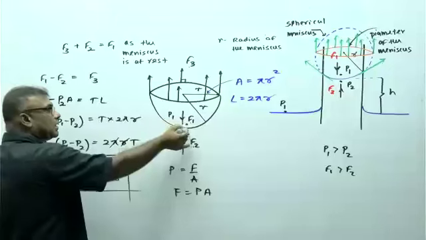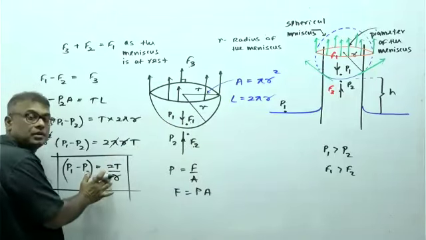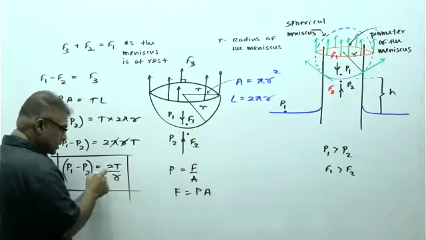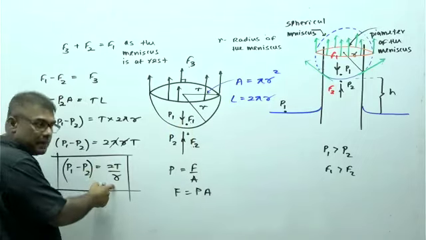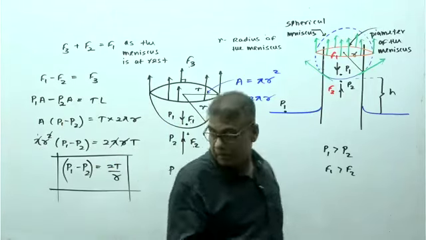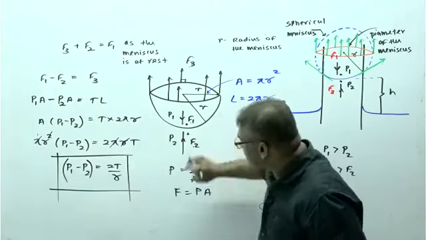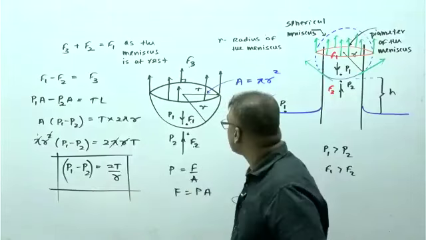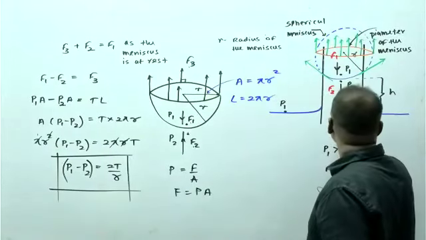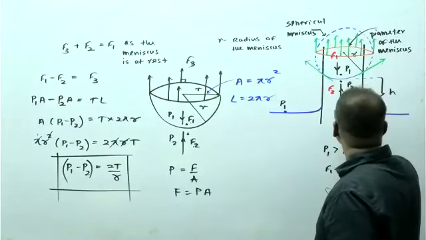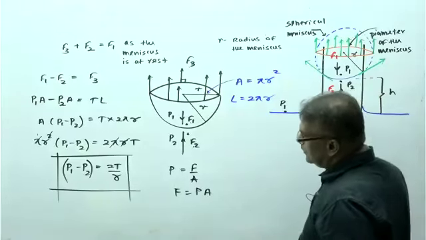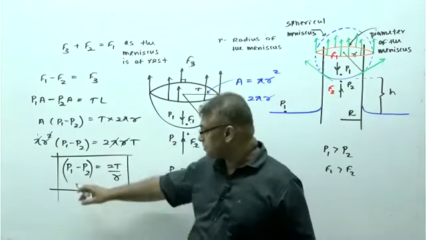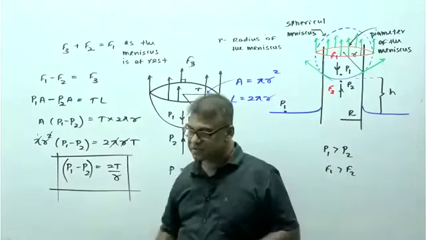The pressure difference across the meniscus, here and here, equals 2T over R. Is that clear? R is the radius of the meniscus, not the radius of the tube. The radius of the tube is capital R, but this is the radius of the meniscus. T is the coefficient of surface tension. P1 and P2 are the pressures on either side.